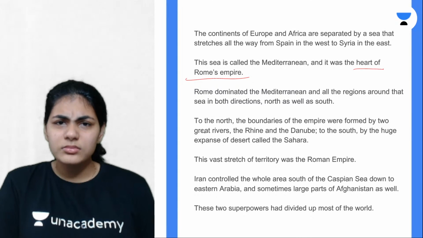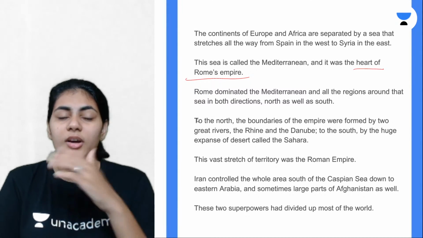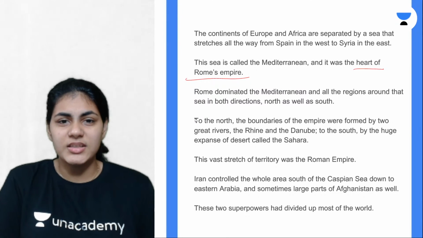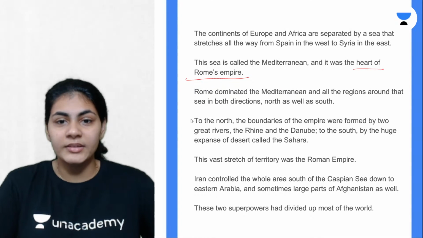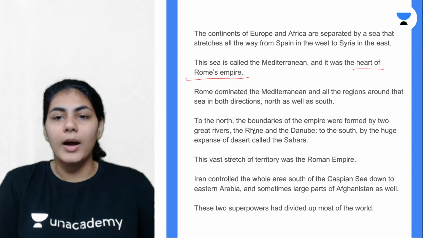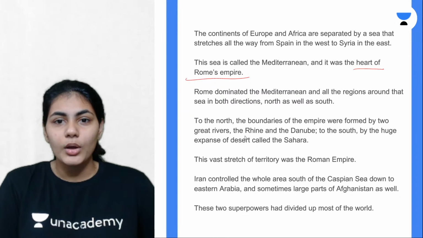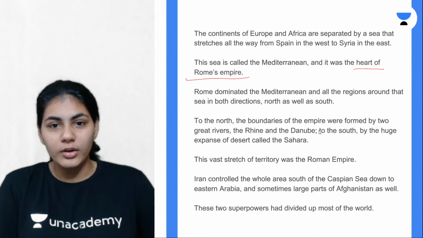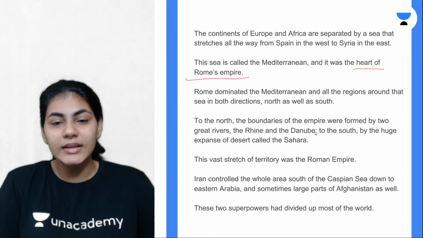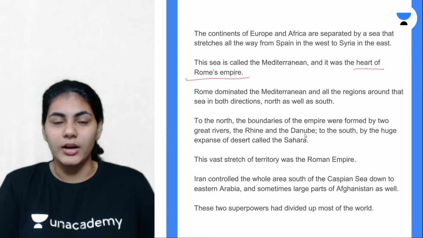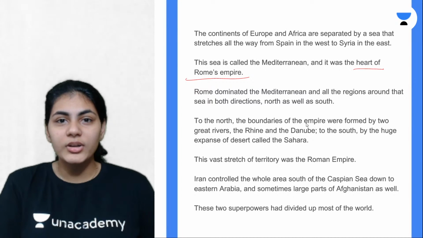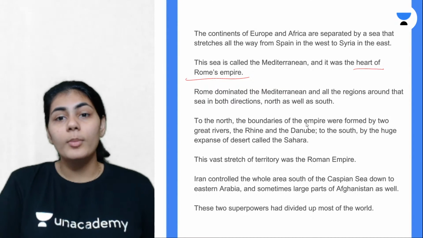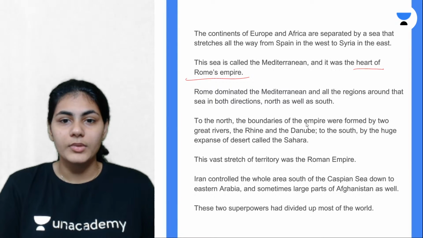So again, just to mention some geographically important locations, not much necessary, but anyway, I'll say that to the north of this Mediterranean Sea, the Roman Empire boundaries were formed by two great rivers. One is the Rhine and the other is the Danube. And to the south, it had a huge desert called the Sahara Desert in the African continent. So these are some of the important boundaries which mark the Roman Empire near the Mediterranean Sea.